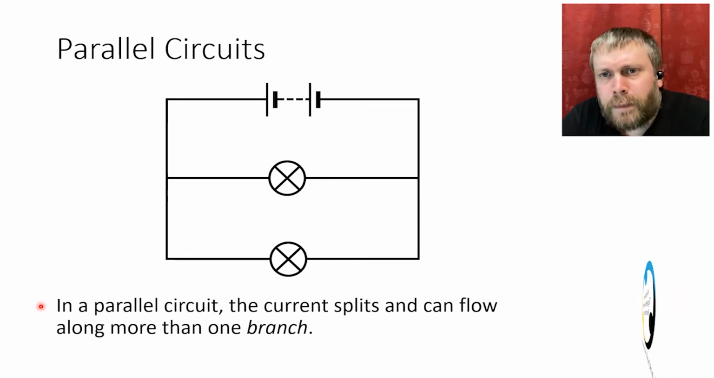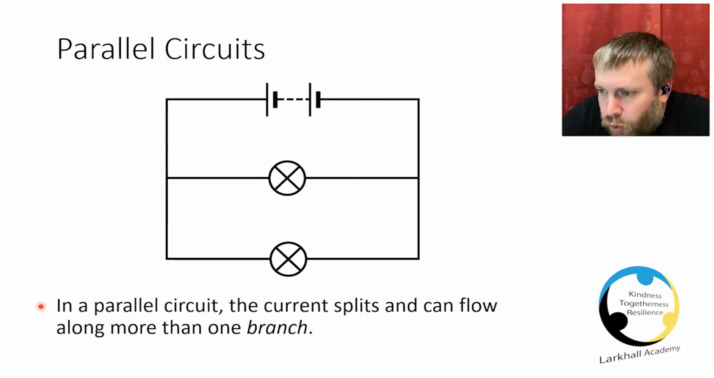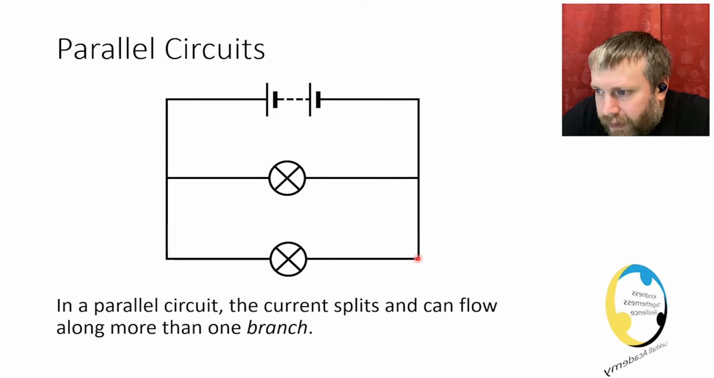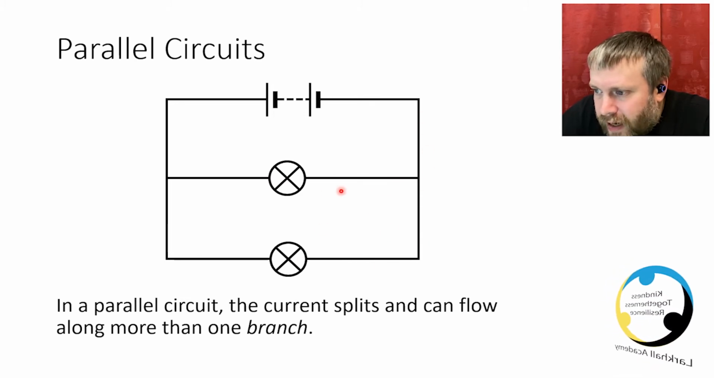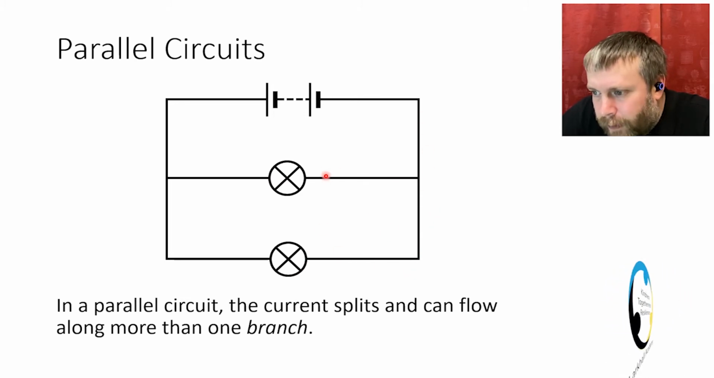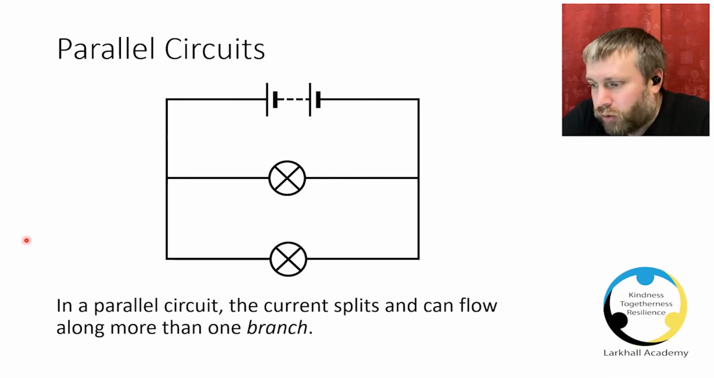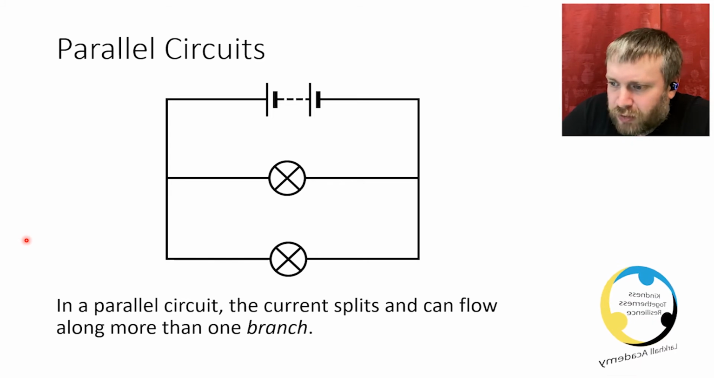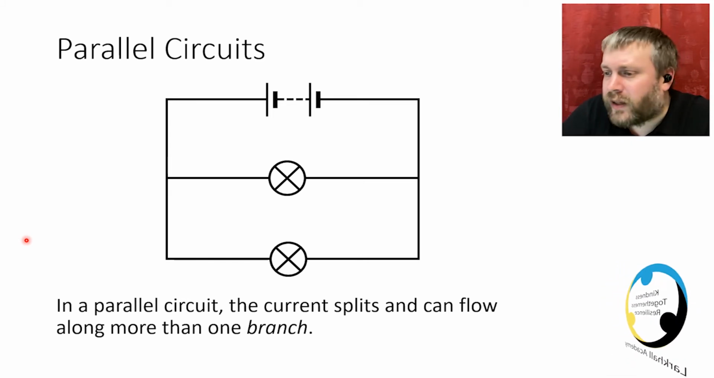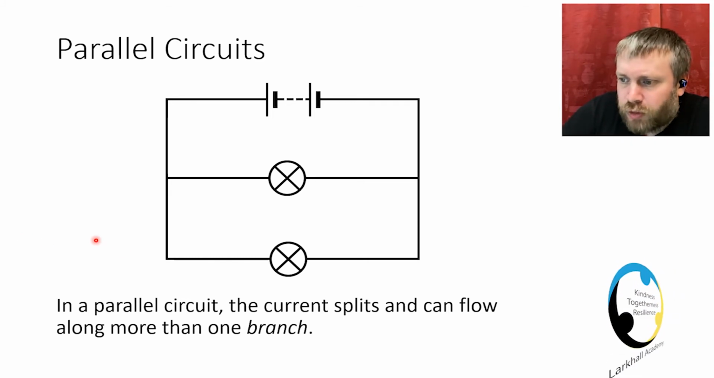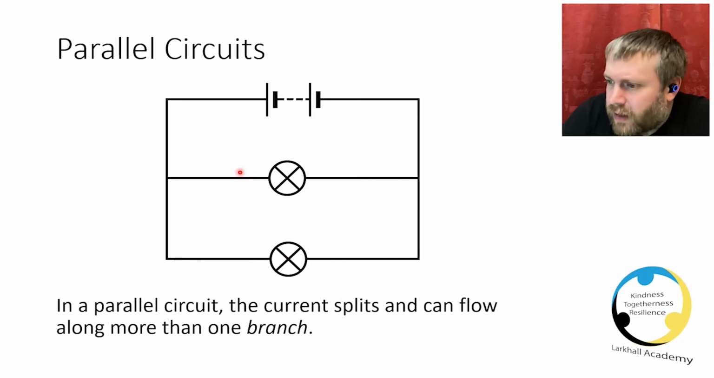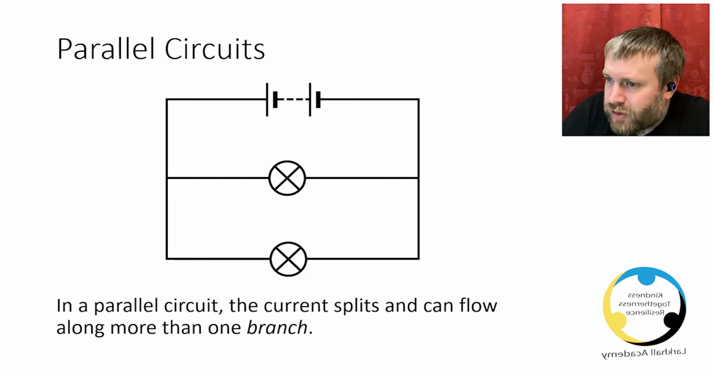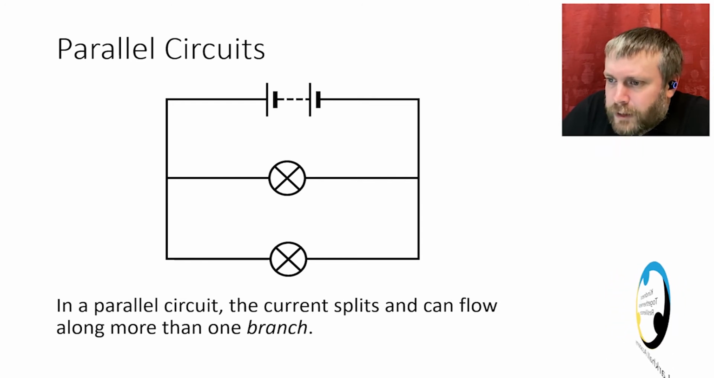And I've used the word branch here. So each of these paths that it can take, we call a branch. So this is a branch, and this is a branch. This might be branch 1, this might be branch 2, depending on how you want to define it. It's not that important, and quite often you get to define these yourself, which is quite nice. If you'd rather the bottom one be branch 1, you could define it as that. That's not an issue, unless it's given to you in the question. So that's parallel circuit.